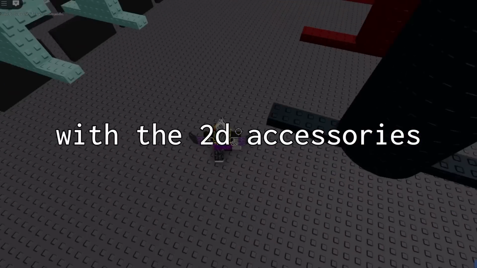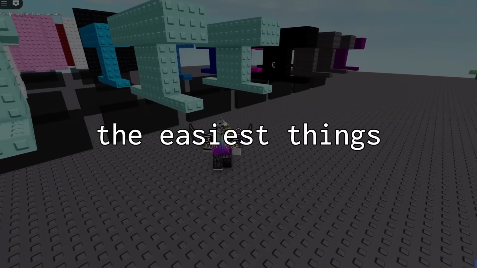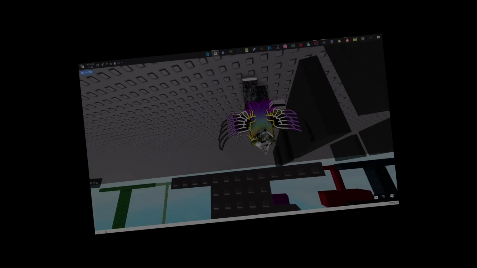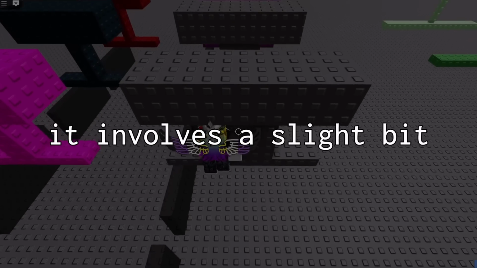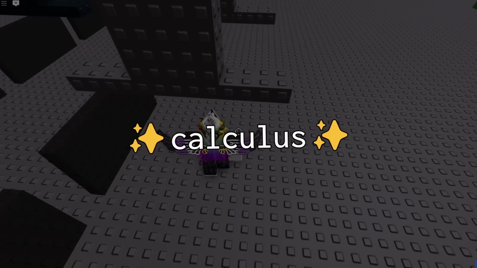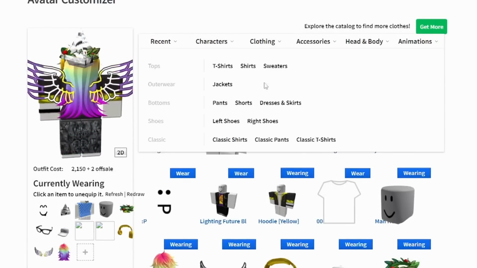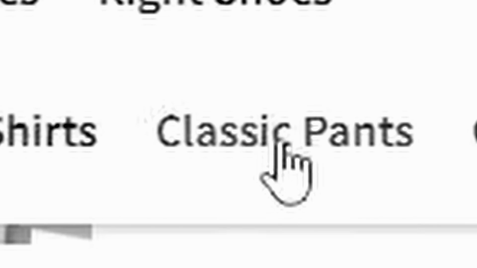I think we should start with the 2D accessories, as those are actually the easiest things to get out of the way, allegedly. Okay, actually, it involves a slight bit of the world's most basic calculus that anybody has ever seen. There's 3 main accessories, those being shirts, pants, and t-shirts.